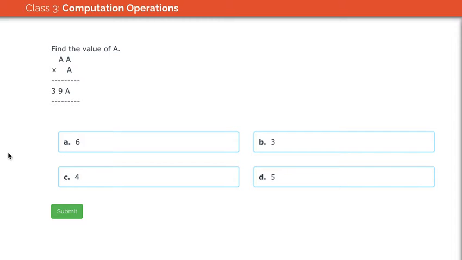55 into 5, 3, 9 and 5. So 5 into 5, 25, 2 will go up. 5 into 5, 25 plus 2, 27. No. So let's try 6 now.